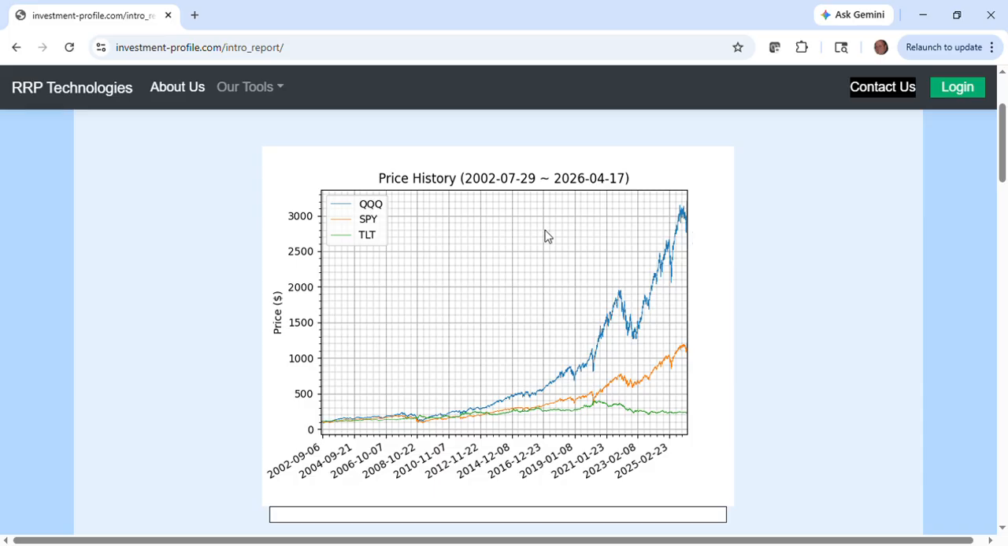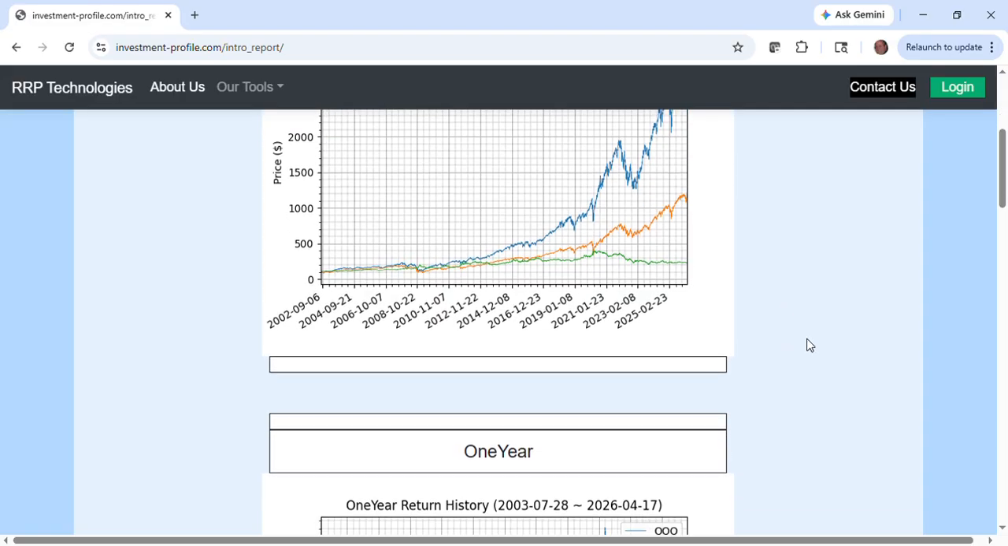So QQQ, for example, is the blue curve. Evidently, QQQ performs substantially better than the orange curve, which is Spiders, and Spiders in turn perform substantially better than TLT.